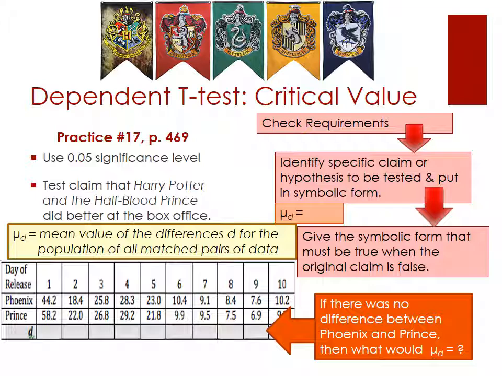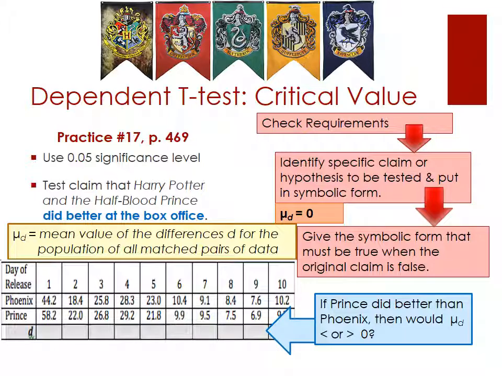So take a moment and pause and think through this, because you're going to be able to solve this in your homeworks and the exams. If there was no difference between the Phoenix and the Prince in their box office profits over the first 10 days, what would mu D equal?